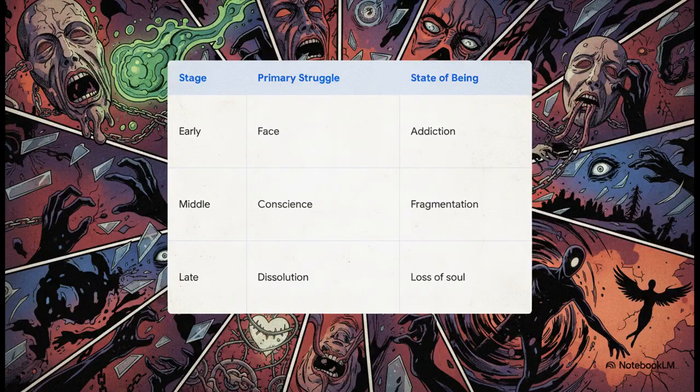You can really map out his tragedy in these distinct, horrifying stages. Early on, his primary struggle is literally just keeping a face together. He's completely addicted to an illusion. Then, in the middle stage, that struggle shifts. Now he's trying to maintain a conscience amidst total mental fragmentation. And in the late stage, complete dissolution, the total loss of his soul. And honestly, it's an incredibly dark irony.